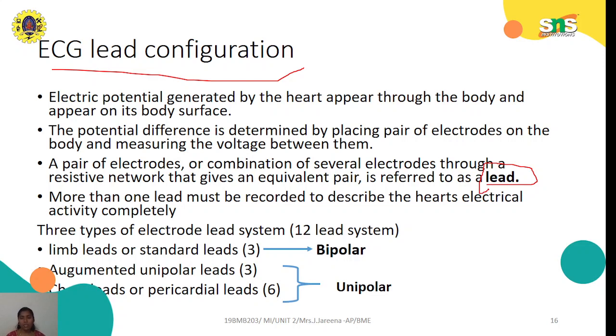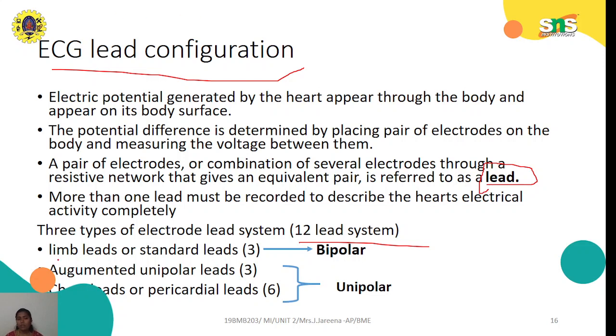It acts as a medium to capture the action potential and process it so that we can do some kind of analysis. Here we use more than one type of lead configuration in order to record this action potential and describe the heart's electrical activity completely. So there are three types of electrode lead system. We call this the 12 lead system. This is the standard 12 lead system, also called the ECG lead configuration.